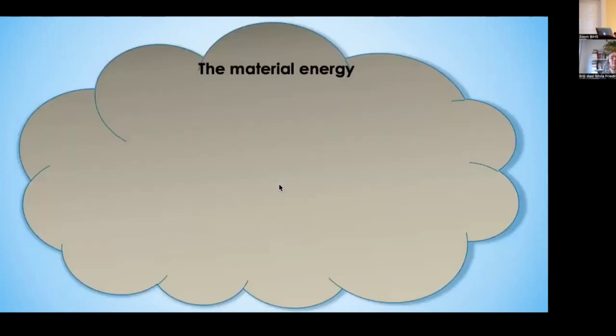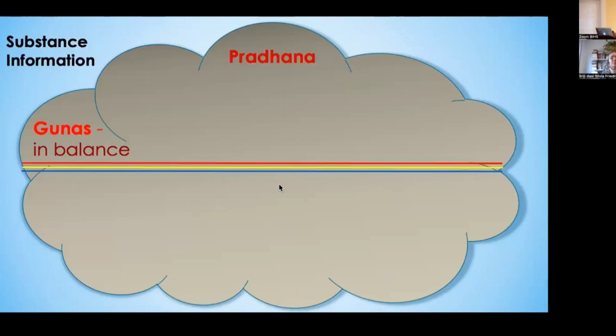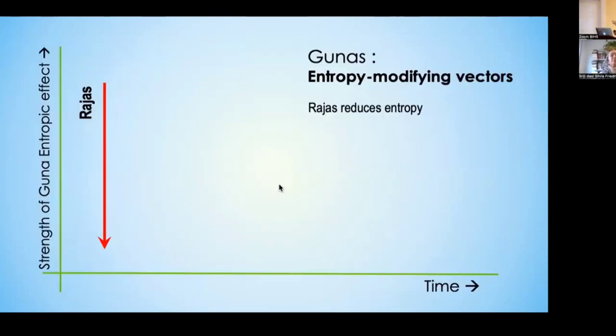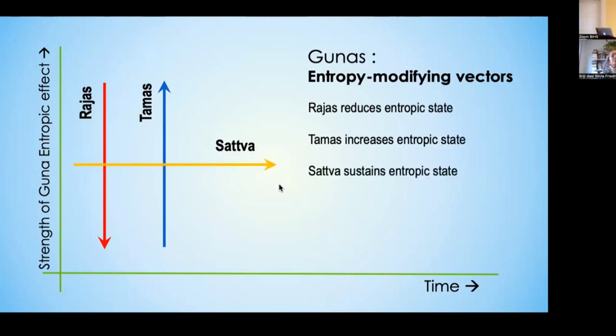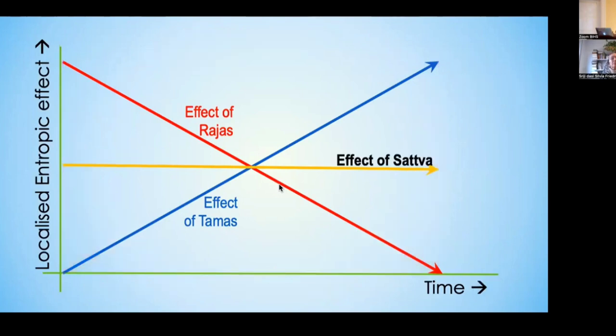Here's the material energy and information, pradhana and gunas. Initially, the Bhagavatam says the gunas, which are the specifying information, are in balance. Now, what do we mean by gunas? Here's a link with entropy. Rajas is an energy that creates formation, generates things. It reduces entropy. Tamas increases the entropy because it dissolves, it dilutes, it destroys. And sattva extends or sustains in an entropic state. So we can model them in this way, put them all together, like this.